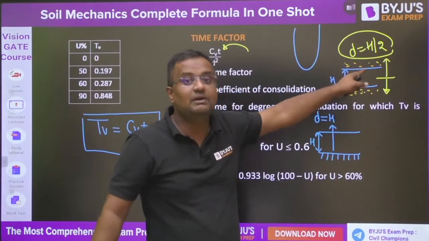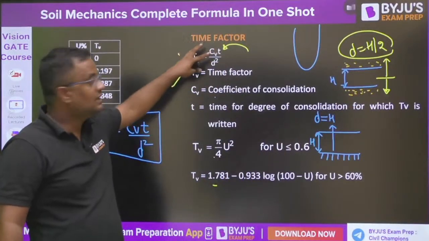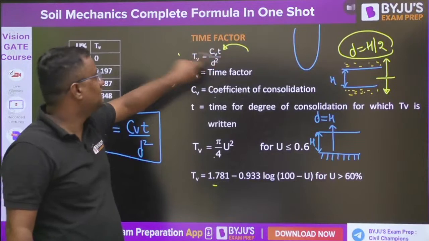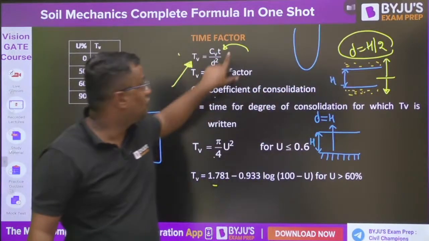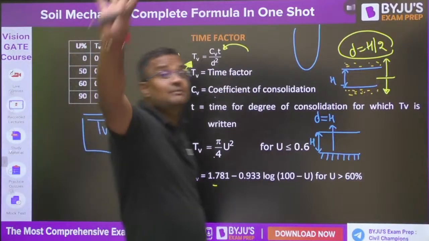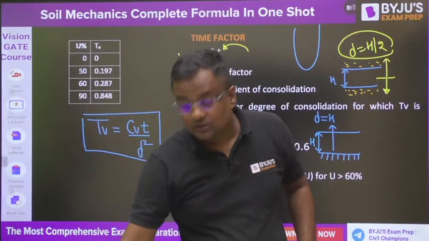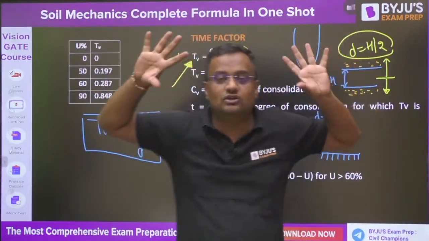same thickness, in double drainage time will be 4 times less. If you put this formula for single drainage and again put the formula for double drainage, everything will be cancelled, but only here it will be H and here it will be H by 2. So time will be 4 times different. In double drainage, time will be 4 times less, but total settlement will be same. Guys, ultimate settlement, that is total settlement, will be same. It has nothing to do with single drainage or double drainage.